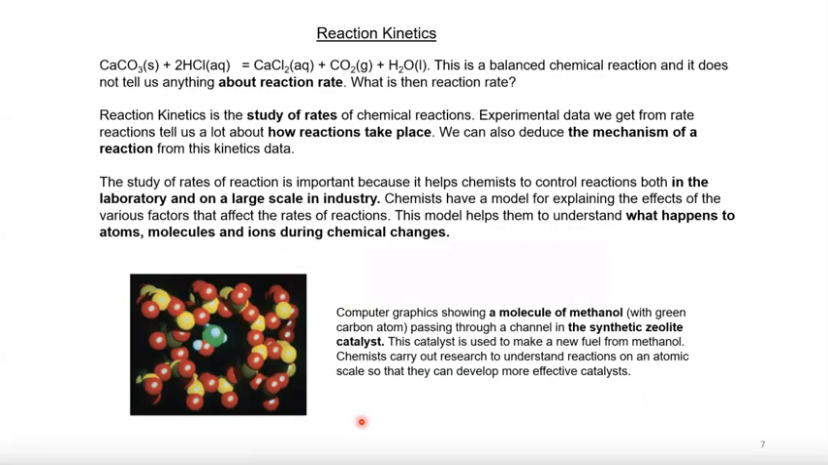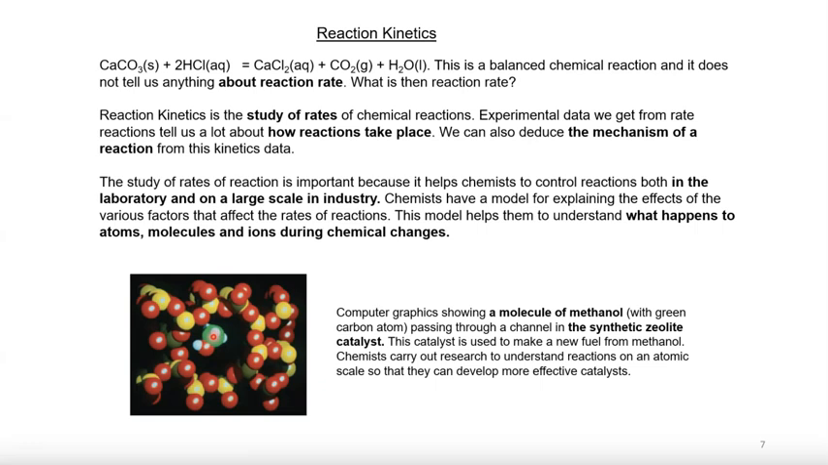Okay, then we come to this. You see, we can also have computer graphics to see how we can engineer that reaction at the atom level, molecule level, and ion level during a chemical reaction. What happens to the atoms, molecules, and ions during a chemical reaction by studying reaction rate? You see, this is a graphic presentation of a methanol.